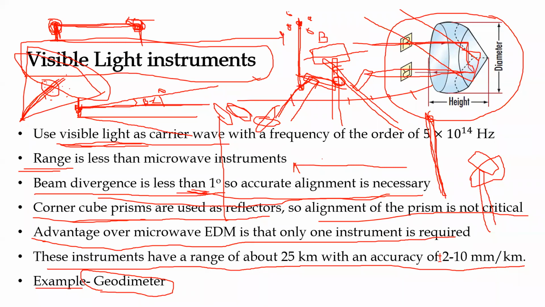That alignment is not critical. Why? Because the structure of the prism is such that whichever side the ray comes from, it will be sent back in the same direction. So whether you keep the prism like this, or face to face, it doesn't hamper the line along which the wave will propagate.